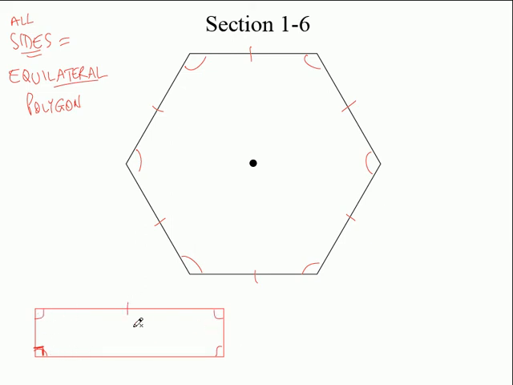Are the sides of this rectangle necessarily equal to each other? No. Okay, they're not. So I don't say this is equilateral, do I? But all the angles are equal to each other. Let's write that down. All the angles are equal to each other. So I don't call it equilateral. What do you think I call it? Angular. Good. So we call it an equiangular polygon. It's equiangular if all the angles are equal. It's equilateral if all the sides are equal. Well, guess what? What if both?